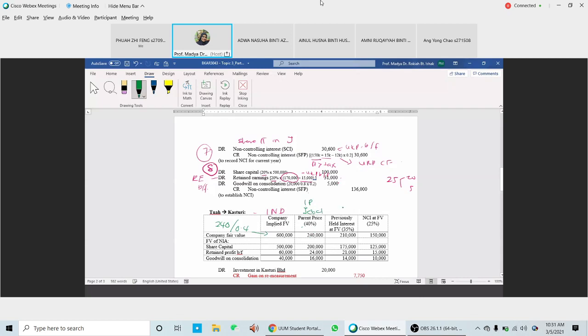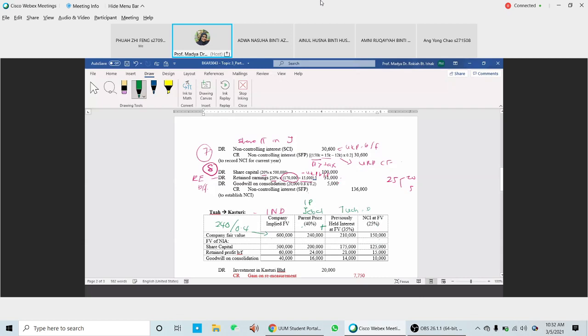Previously held here is by Tua. Tua has 35% direct. Tua has a direct of 35%. So times this 600, you're going to have 210. So that means NCI has another 25%. Altogether here, you have 75. So NCI has another 25. So 25 times 600, you're going to have 150.